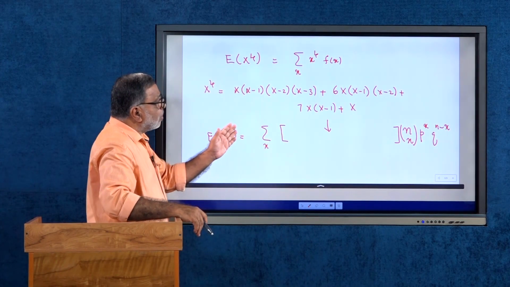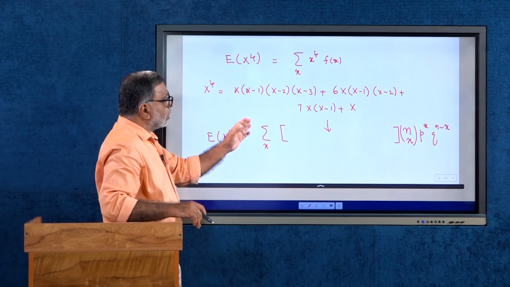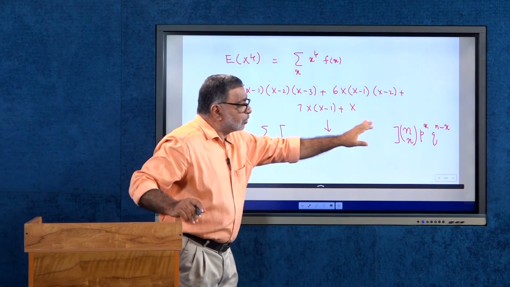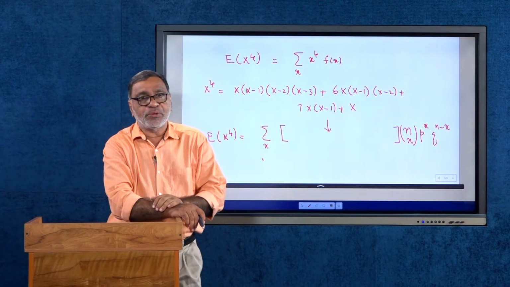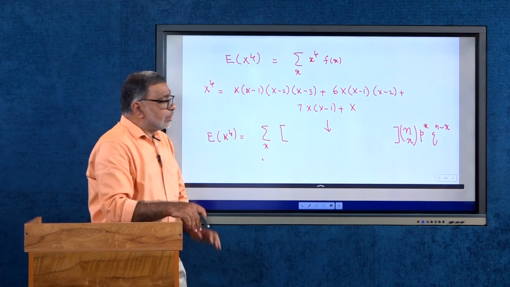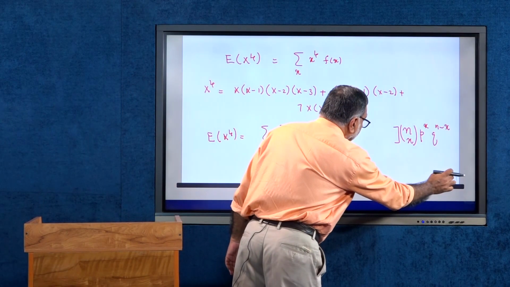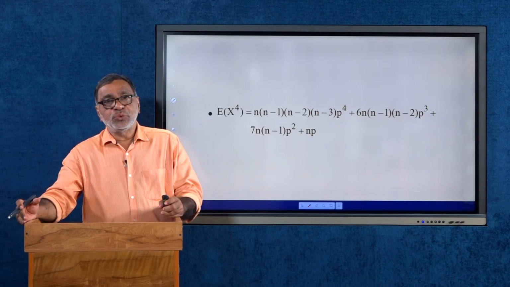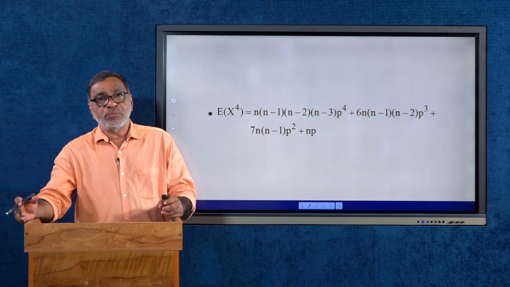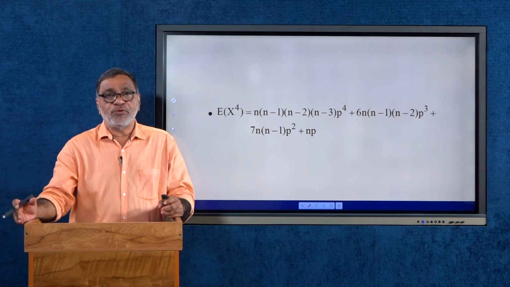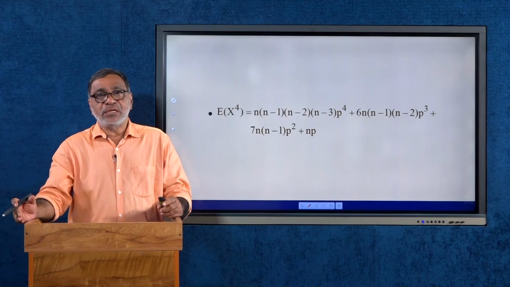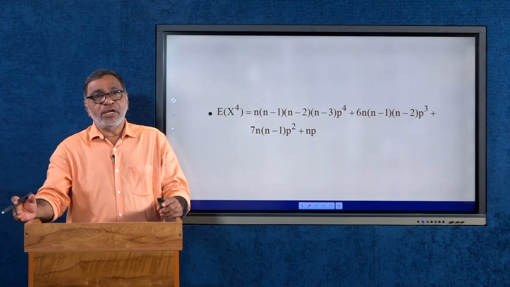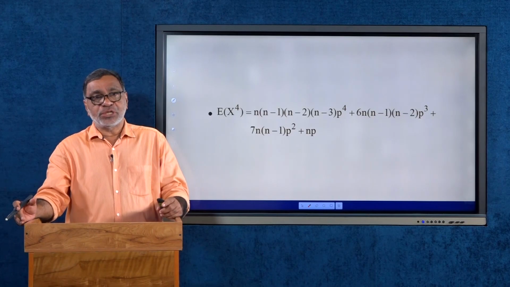Okay, then we have four factors: sum of first term, second term, third term and fourth term into nCx p power x q power n minus x. Then this is simplified, and expectation of x power 4 is equal to n into n minus 1, n minus 2, n minus 3 p power 4 plus 6n into n minus 1, n minus 2 p cubed plus 7n into n minus 1 p square plus np.